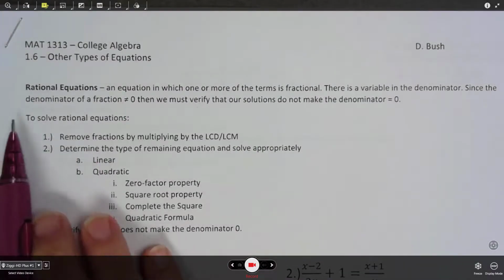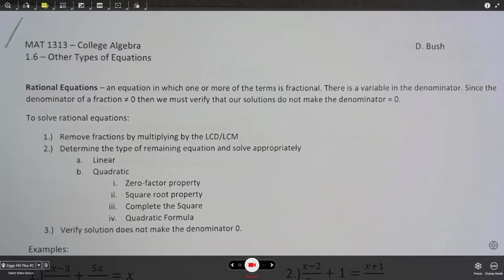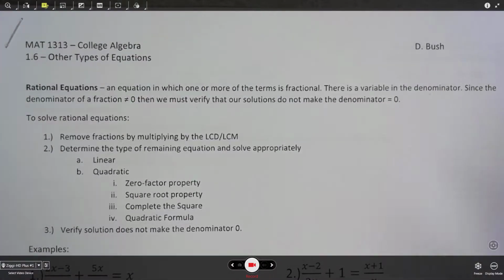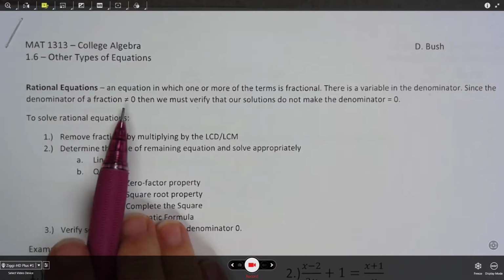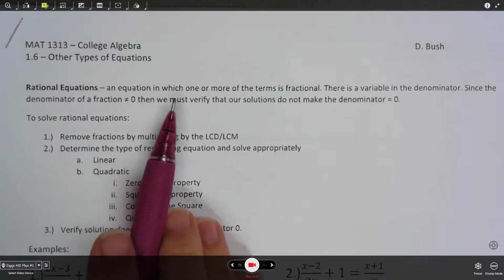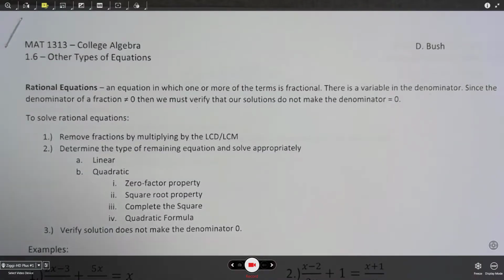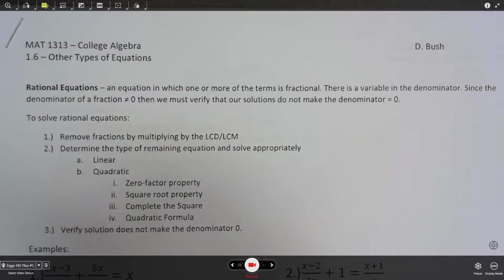What's different about these equations from the ones that we did in chapter 1.1 where we did linear equations is that now there is a variable in the denominator. Since the denominator of a fraction cannot be 0, we have to verify that our solutions do not make the denominator equal 0. So once you get your solution, you're going to fill it back in and verify that when you do fill it in, it doesn't make a 0 in the denominator.